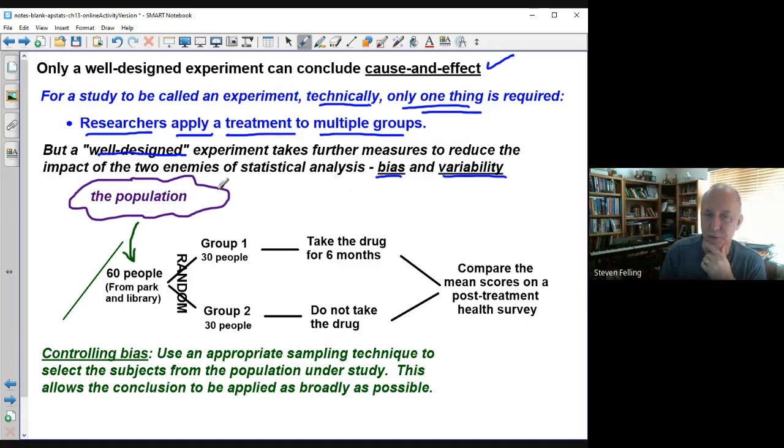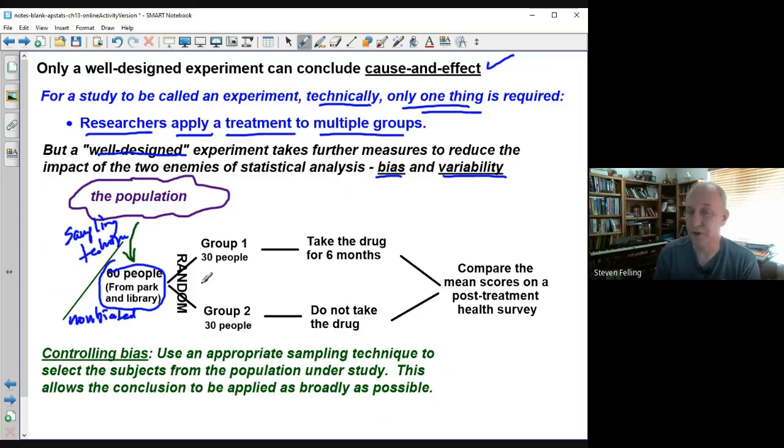Let's say we have a population that we're trying to investigate. And so we take our 30 people from the park, right? The first thing is we want to use a good sampling technique, right? The sampling technique should be an SRS or cluster or stratified sample, something where this sample is non-biased, okay? Because if you have a biased sample, there's nothing you can do in your experiment or analysis to compensate for that. So you have to take, using chapter 12 techniques, a good non-biased sample, right?